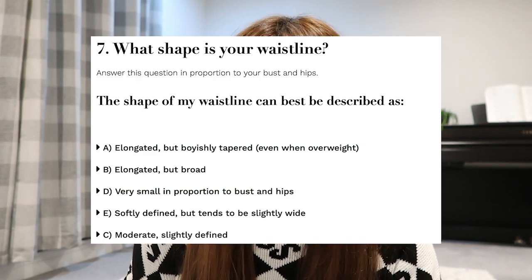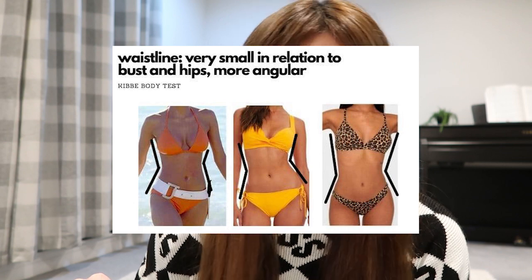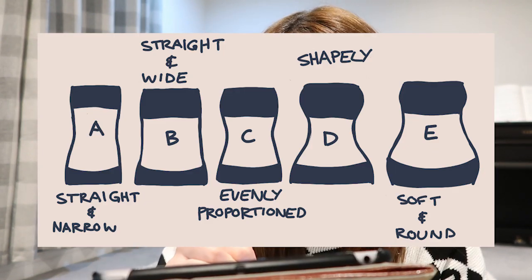What shape is your waistline? So the shape of my waistline can best be described as, actually I might be D, just because I feel like my waist is more than slightly defined, more angular. Oh yeah, for sure, I can see like an angle. It just makes me think, am I being a bit much? Am I thinking I'm an hourglass queen? I don't know. So what shape are your hips? So I would call mine quite rounded really. So again, a D I would say.